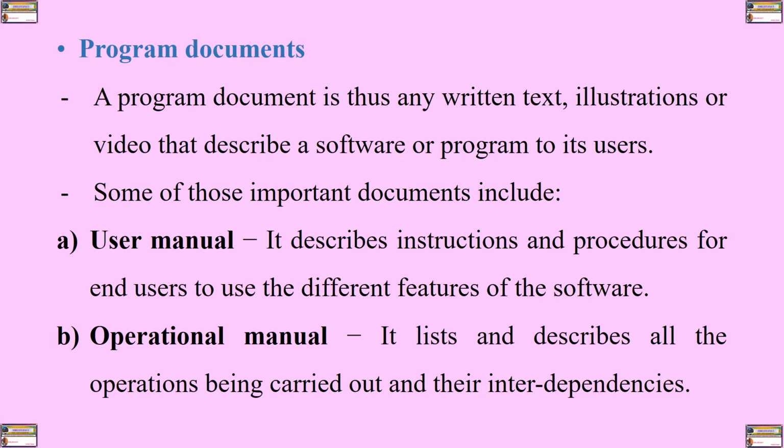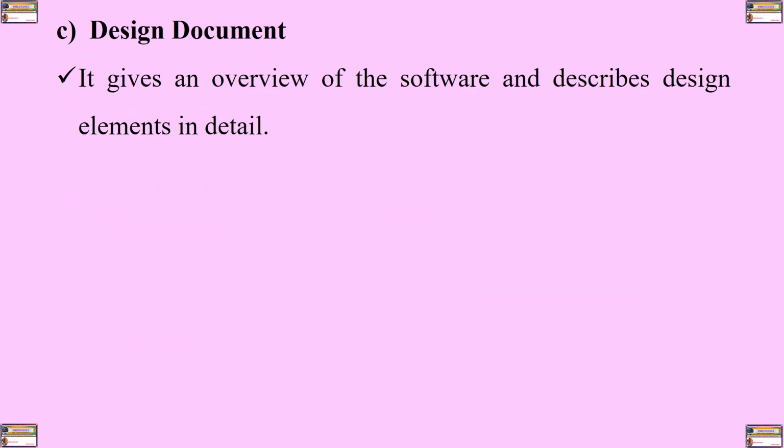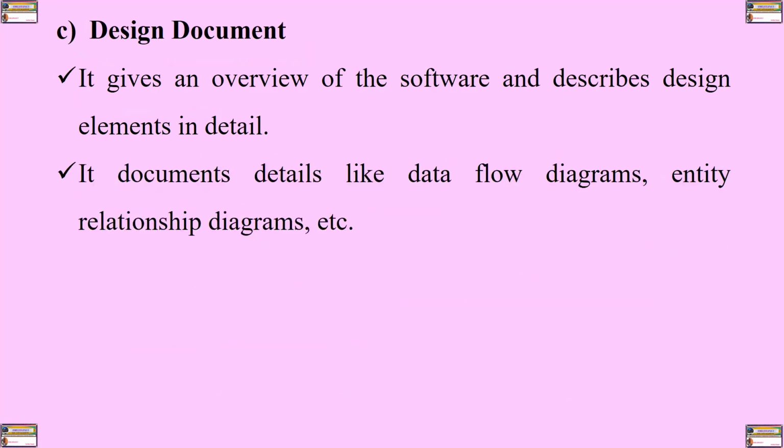I repeat, operational manual. It lists and describes all the operations being carried out and their interdependencies. Then we have the design document. It gives an overview of the software and describes elements in detail. It documents details like data flow diagrams, entity relationship diagrams, etc.